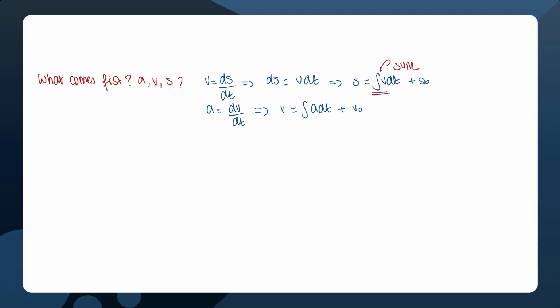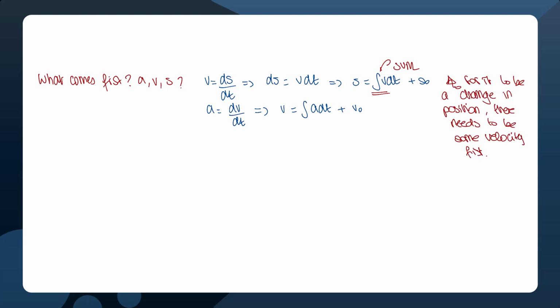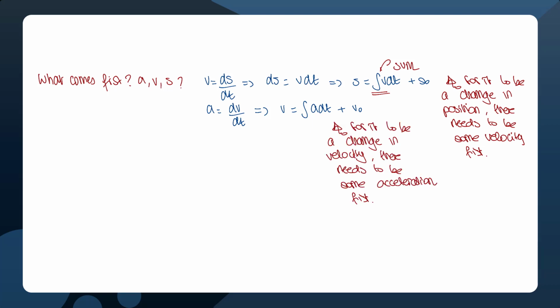So one can say, assuming s0 is equal to 0, that for it to be a change in position, there needs to be some velocity first. So the v term has to be different than 0 first for it to have a change in the position. Similarly, looking at the second equation, one can say that for it to be a change in velocity, there needs to be some acceleration first.